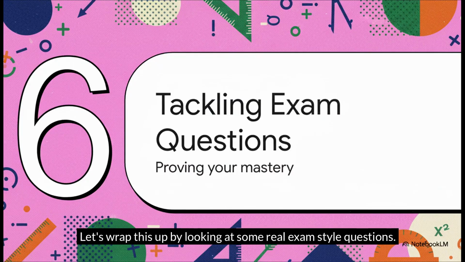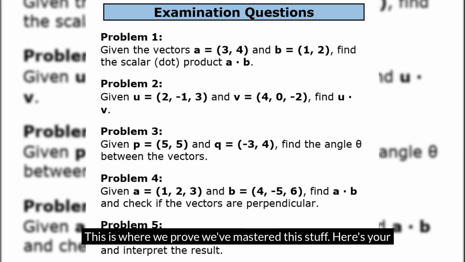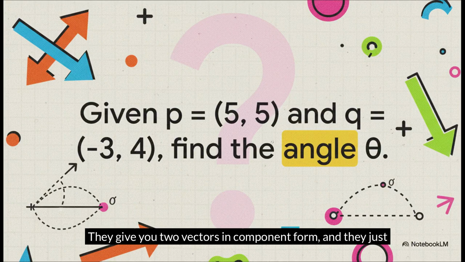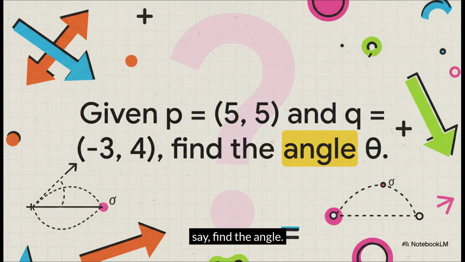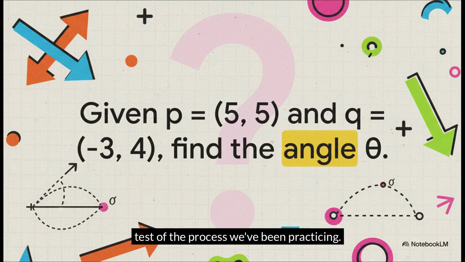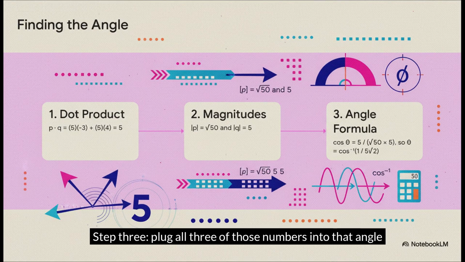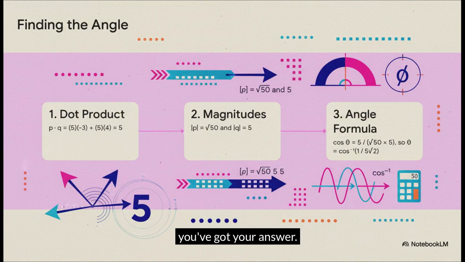All right, let's wrap this up by looking at some real exam-style questions. This is where we prove we've mastered this stuff. Here's your absolute bread and butter exam question. They give you two vectors in component form, and they just say, find the angle. This is just a straight-up test of the process we've been practicing. And we just follow the recipe, right? Step 1, find the scalar product. Step 2, find the magnitude of each vector. Step 3, plug all 3 of those numbers into that angle formula, then just hit inverse cosine on your calculator, and you've got your answer.